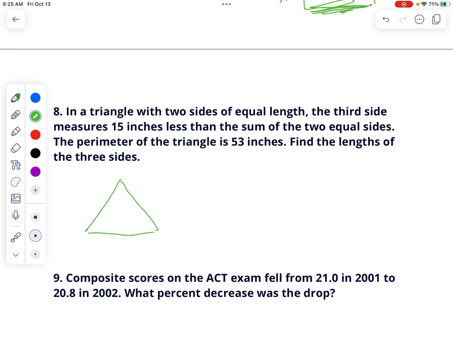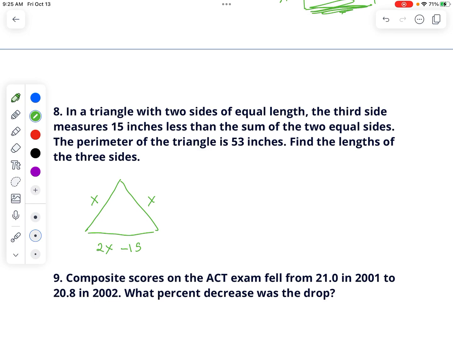Now it says that two sides are equal length. So if this is x, so is this. And then the third side measures 15 less, so I'm going to subtract 15. I'm going to do that from the sum of the two other sides. So I'm adding x plus x. I'm going to write it as 2x then.